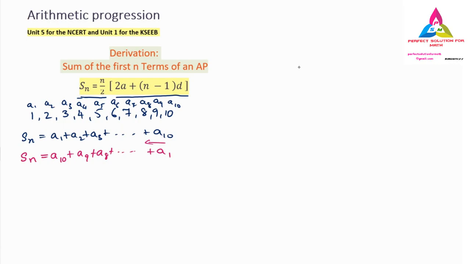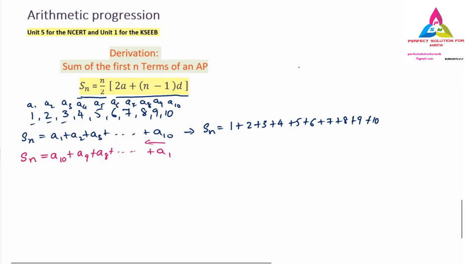Now I will take the numbers. The same thing I can write down here as it is: Sn is equal to a1. What is a1? 1. Plus a2 is 2, a3 is 3. Like this way, 3 plus 4 plus 5, 6, 7, 8, 9, 10. Here you can see all the 10 terms I have written.